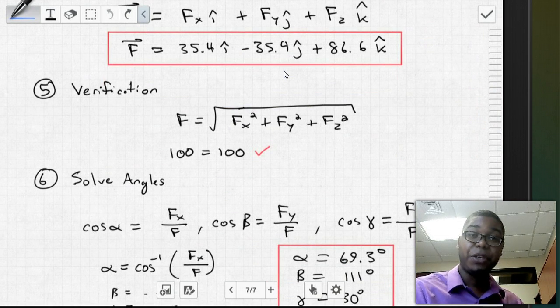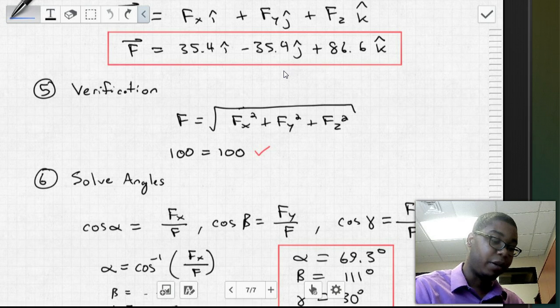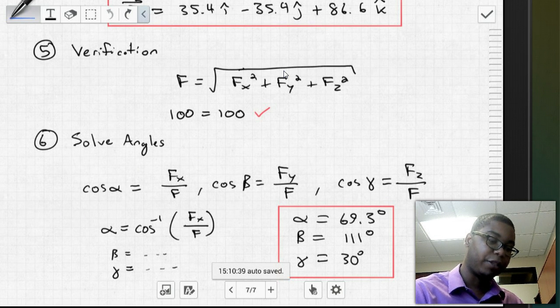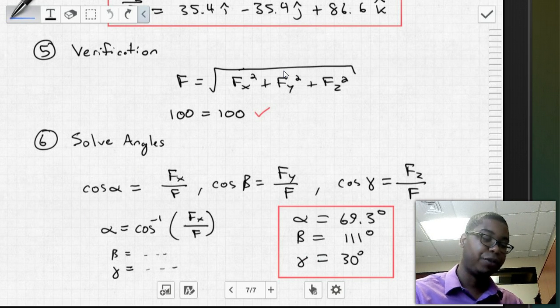And then finally we can solve for the angles, for the directions of this problem. To solve for the angles, we can use the relationship that we developed in the previous problem, as well as the relationship that's found in the notes, which is cosine alpha is equal to the ratio Fx over F, cosine beta is Fy over F, and cosine gamma is Fz over F. And simply doing the cosine inverse of that will give us alpha equal to 69.3 degrees, beta equal to 111 degrees, and gamma is equal to 30 degrees.